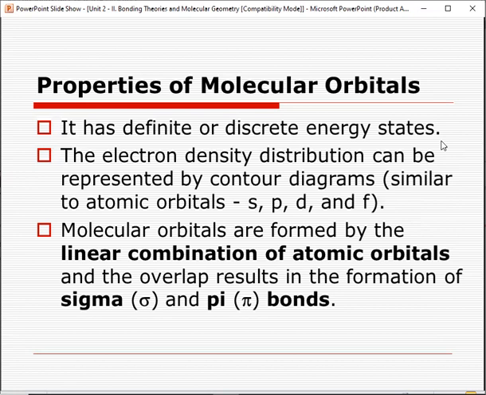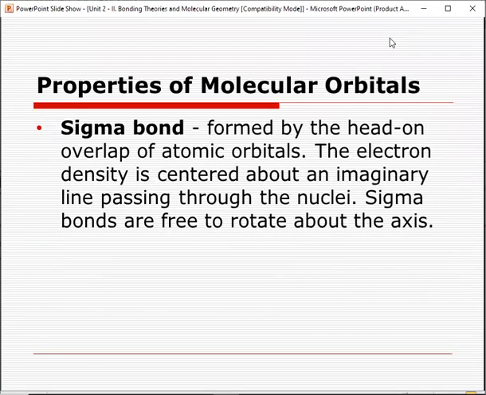So, similar sa atomic orbitals na apod siya S, P, D, and F. Molecular orbitals are formed by the linear combination of atomic orbitals, and the overlap results in the formation of sigma and pi bonds. Sigma bond. It is formed by the head-on overlap of atomic orbitals. The electron density is centered about an imaginary line passing through the nuclei.